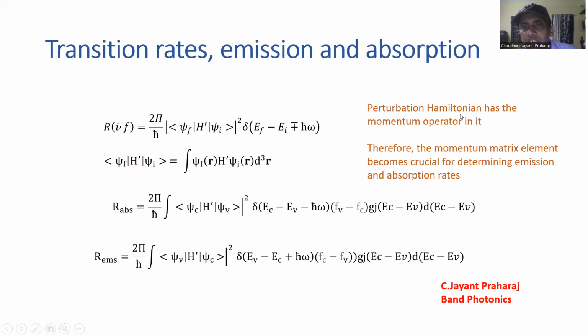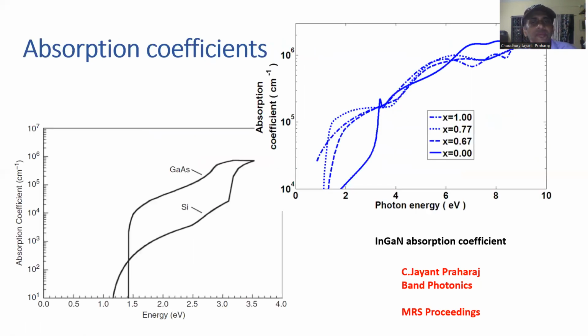The perturbation Hamiltonian has the momentum operator in it, and therefore the momentum matrix element becomes crucial for determining emission and absorption rates in this kind of solar cells and in the layers which go into forming the solar cells. These are the basic fundamental considerations that go into determining the complex dielectric constant, the real part and imaginary part of the dielectric function, and the absorption coefficients as a function of energy in these materials.